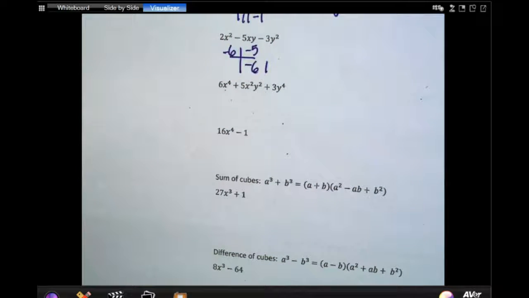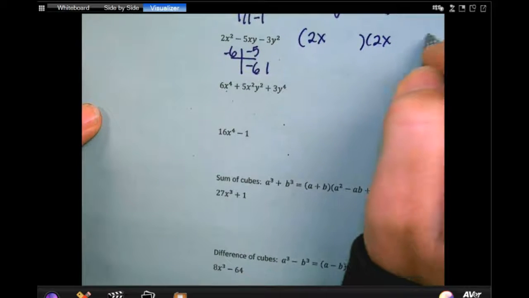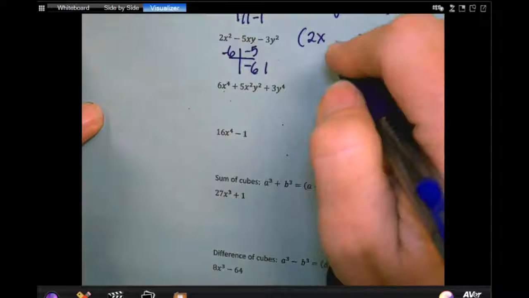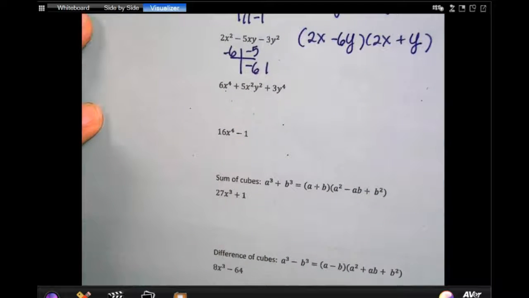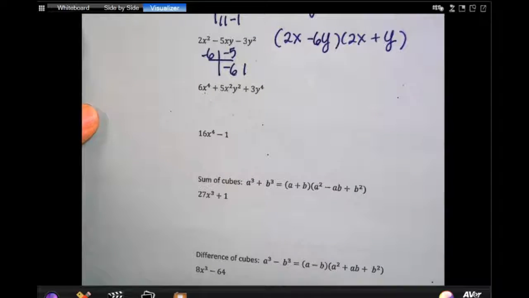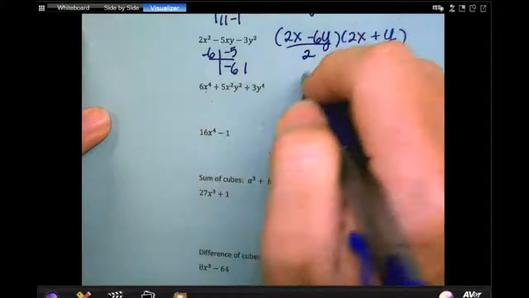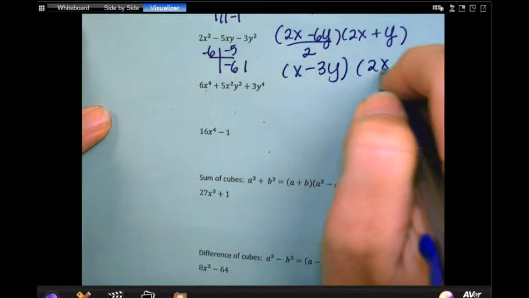Okay, so now listen, my friends. This has a leading coefficient. So I'm going to have to start this one with 2x and 2x. And I have a second variable, don't I? So this time I have to add the y. So I'm going to have negative 6y plus y. Does the first one simplify? So I divide by 2, and I'm going to get x minus 3y times 2x plus y.